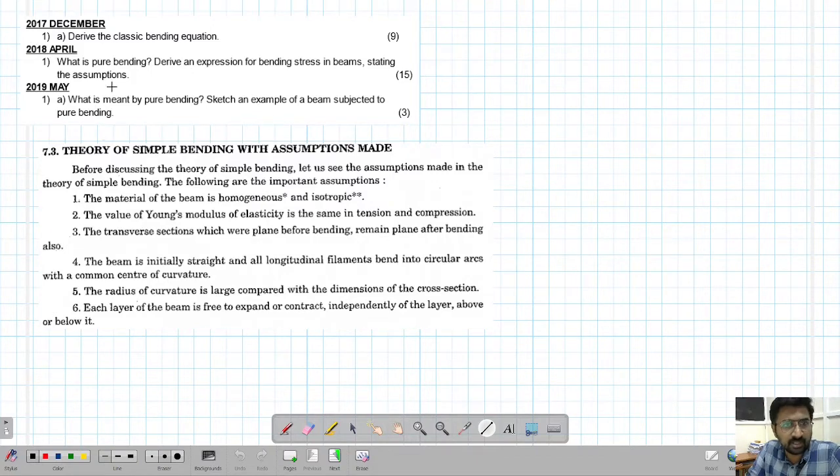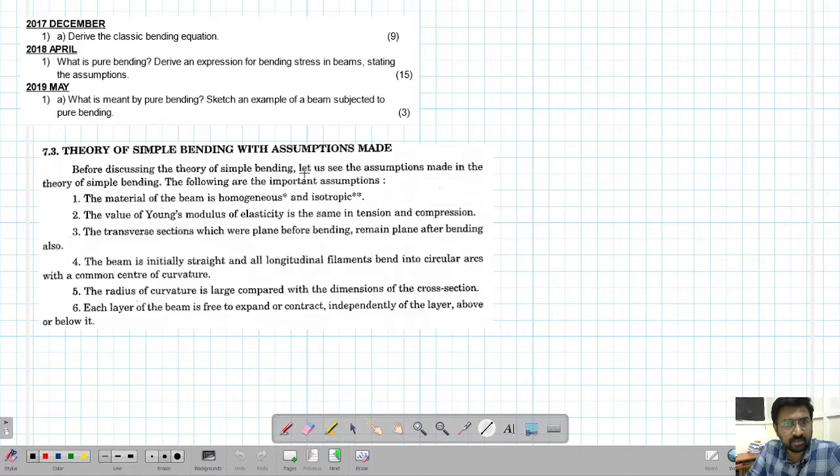Among these, the assumptions of bending. Simple bending, what are the assumptions? This I have taken directly as a snap from the R.K. Bansal book. There are six assumptions. I will just explain what these assumptions are, and then we will see the theory of bending. These are basically the assumptions of pure bending.